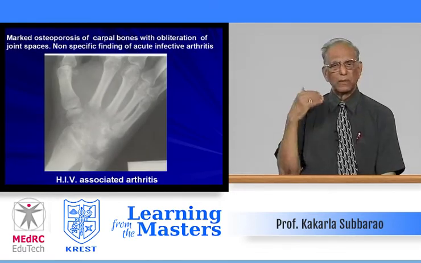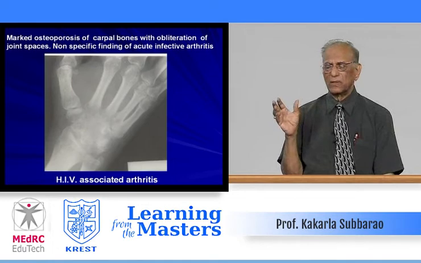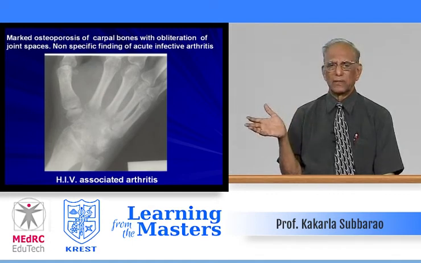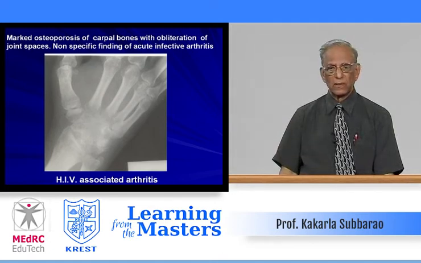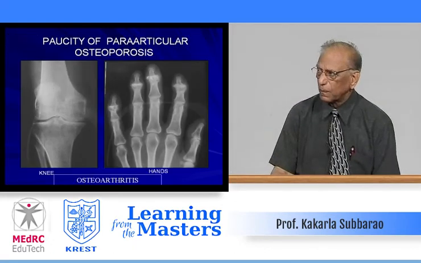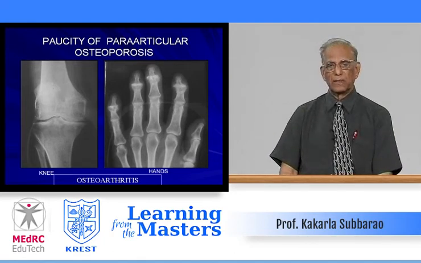HIV-associated arthritis, it may be any type of infection, viral. All sorts of infections do occur in HIV-related arthritis. Marked osteoporosis, diffuse osteoporosis, localized, obliteration of joint spaces, non-specific finding of acute infective arthritis. From this, can you tell it is staphylococcal? Can you tell it is hemophilic? Influenza? You can't tell. Paucity of para-articular osteoporosis, that is another parameter in order to determine which type of arthritis we are dealing with.